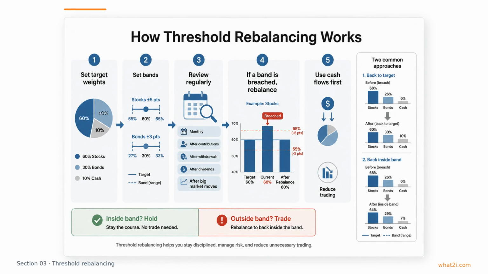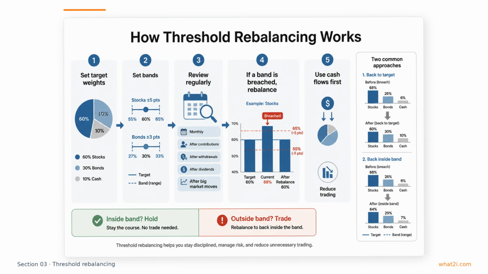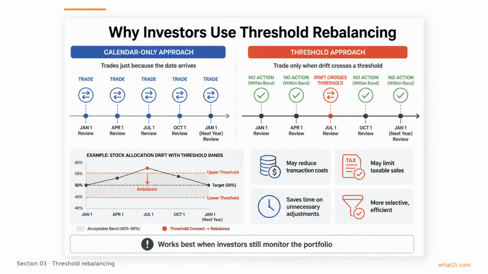Even though threshold rebalancing does not trade on every review date, it still requires regular monitoring. The investor first chooses target weights for each asset class, and then assigns either absolute or relative bands to each one. Holdings are checked periodically to see whether any weight has moved beyond its acceptable range. If a band is breached, the investor rebalances according to the pre-written rule. In some cases, they may bring the asset all the way back to target. In others, they may simply move it back inside the band. Cash flows can also be used first to reduce the amount of trading required. Investors use this approach because it can be more efficient than trading on a fixed schedule.